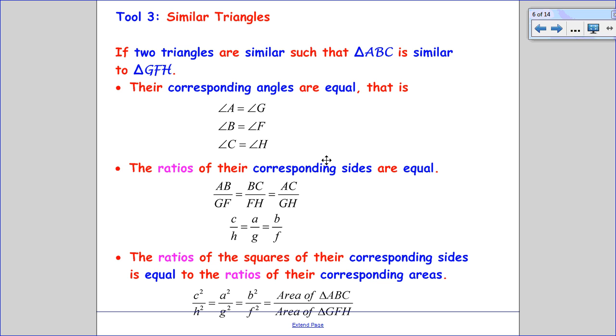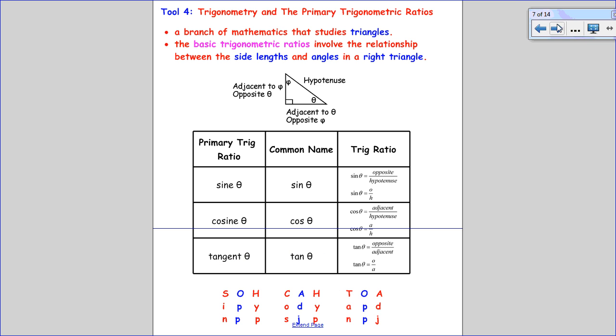In addition, we also know the ratio of the squares of the corresponding sides in similar triangles is equal to the ratio of their corresponding areas. So if I take this ratio of the corresponding sides and square everything, I can set it equal to the ratio of the areas of the two triangles.